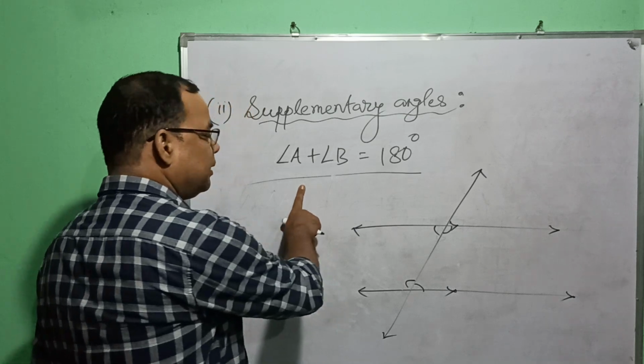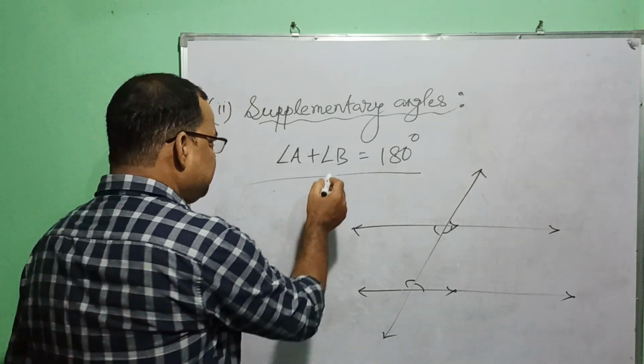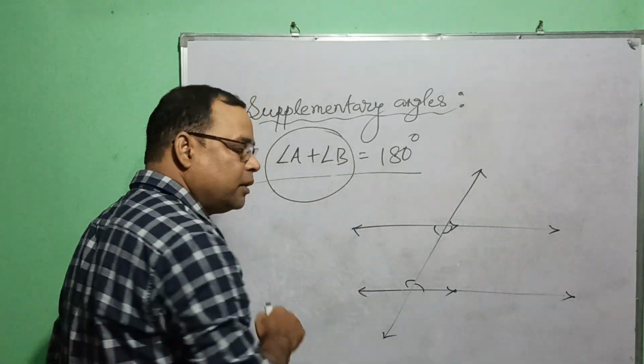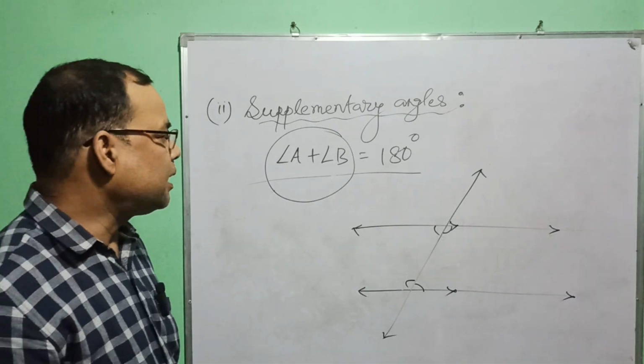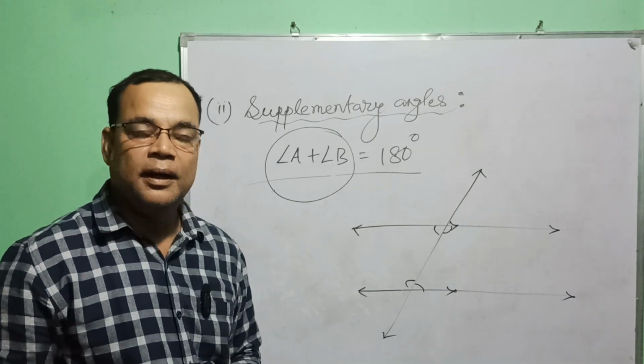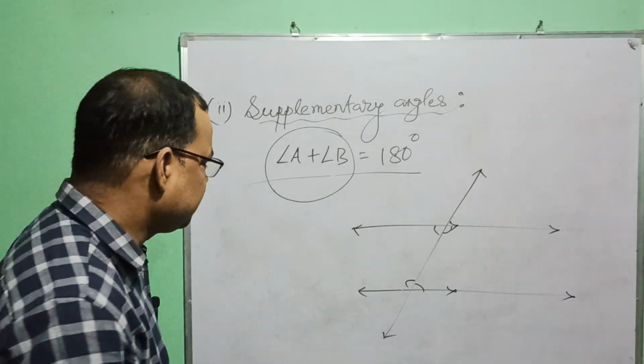In a similar way to complementary angles, in supplementary angles also only two angles are involved. If the sum of three angles is 180 degrees, then they are not supplementary angles.